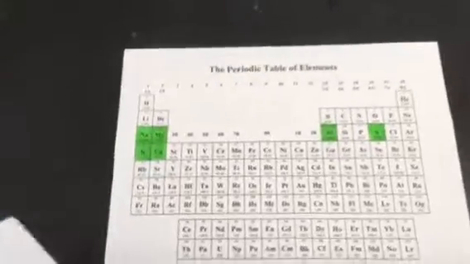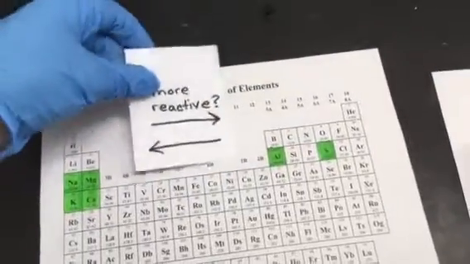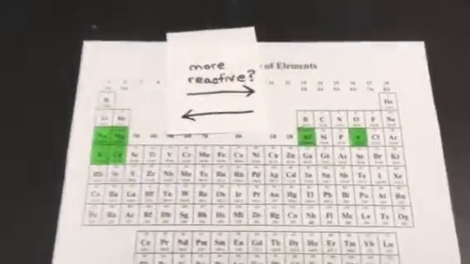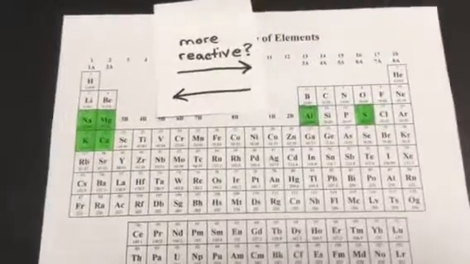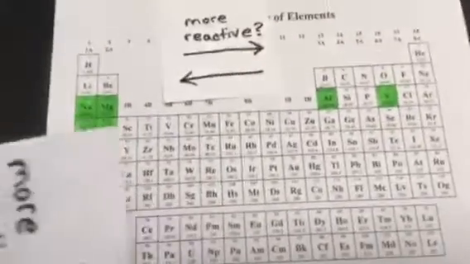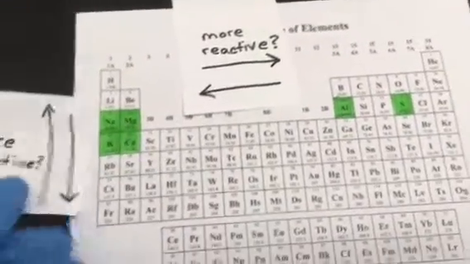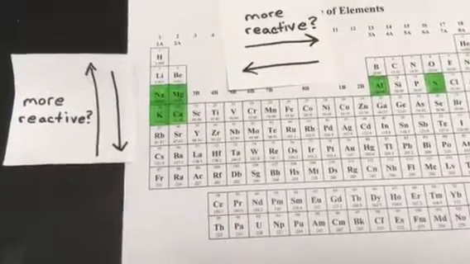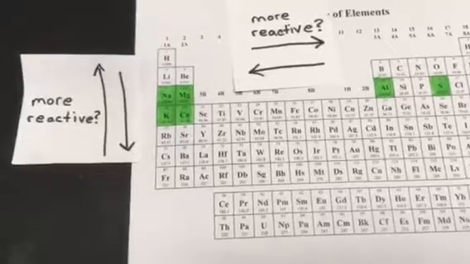So one way we can talk about reactivity is across a row or a period. And so we're going to figure out, do they get more reactive as you go to the right or as you go to the left? The other part of the trend is to determine if they get more reactive going up the column, aka a group, or do they get more reactive as you go down the column?